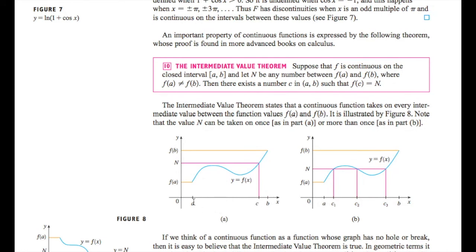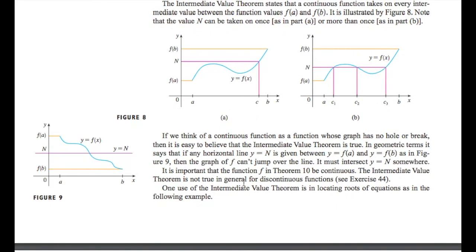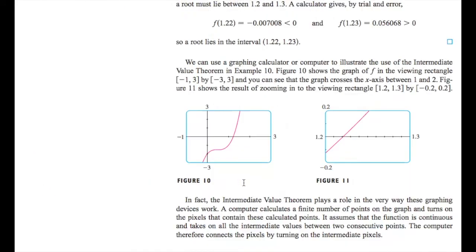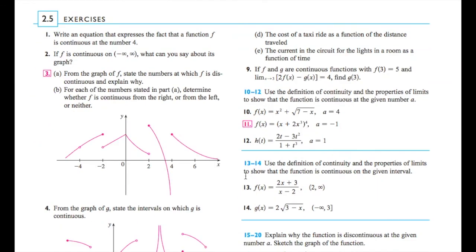So that's just saying if there's no break between a and b, there has to be some number c, and that c will have some number n that's between f of a and f of b. That's pretty obvious. Intermediate value theorem just means that there's an x value between here that will have a y value between here, and that number exists. It has to have a number between them. Okay, 2.5.